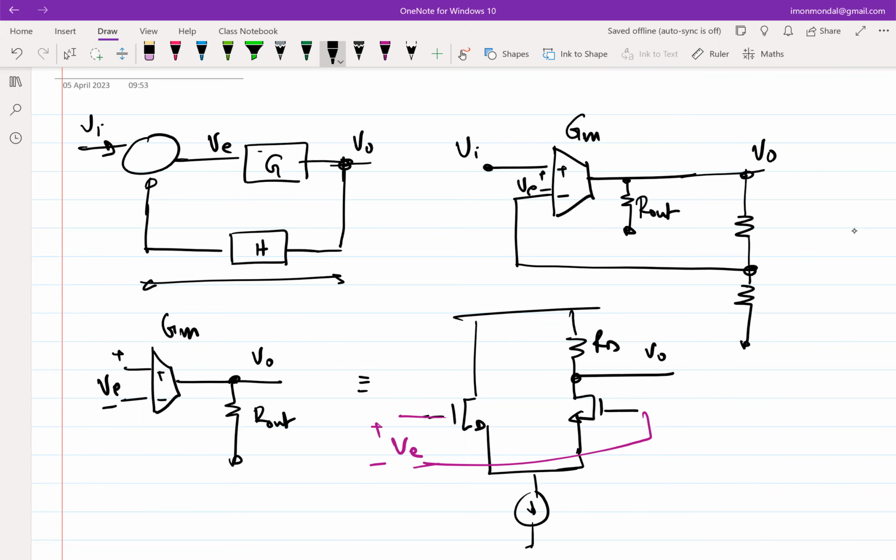Let's say you are in the lab, you have this loop, you have access to all the terminals of the loop, and you want to find out the loop gain. What will you do? Yeah, in order to get frequency response, you have to do something, right? You have to find the loop gain first. How will you find the loop gain?